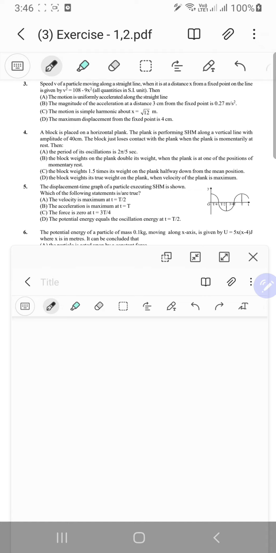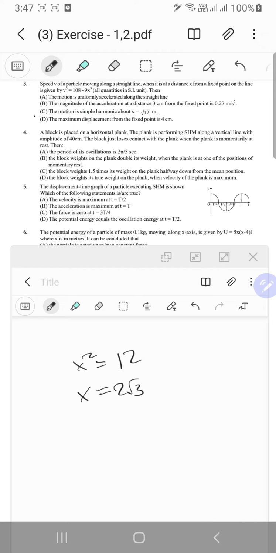Maximum displacement is when v squared is 0, so you just get x squared equal to 108 upon 9, which is 12. So x would be 2 square root 3. Well, yeah. Wait, about x equal, no, not necessary. Wait, what? That doesn't make sense. Nah, this is weird. Okay, maximum displacement from fixed point is 4 centimeter.